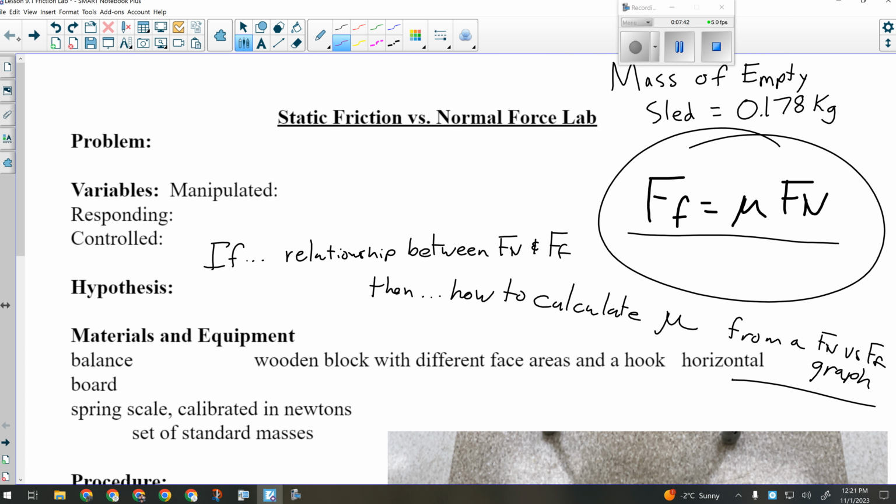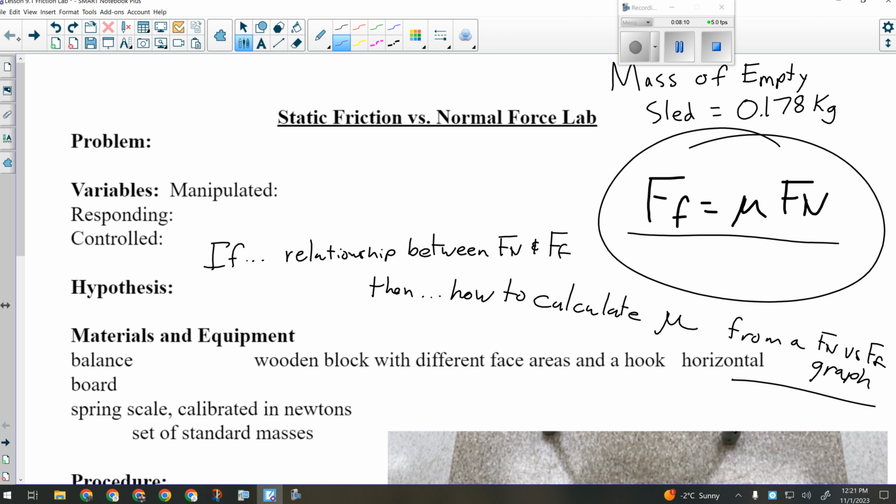So think about that when you're building your graph of normal force versus friction. Which one of those forces has to go on the x and which one has to go on the y? And we want to use that graph to calculate mu. There should be a way to get it from that graph. Questions so far? All right, so that's your hypothesis.